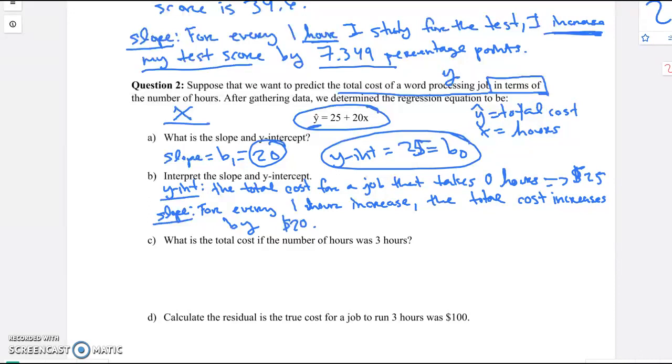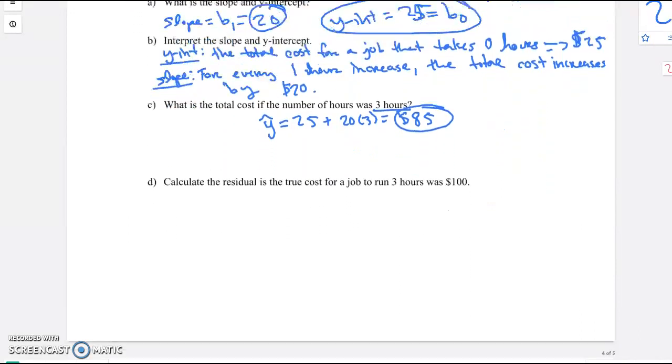Okay? All right. Now, what is the total cost if the number of hours was 3 hours? This is a very simple problem because all we got to do is just plug in the value of 3. So we have y hat equals 25 plus 20 times 3. So what am I going to get in this case? I think I should get 85. Yes, 85. So $85. That's my predicted. Is it the true value? No, it's not the true value.